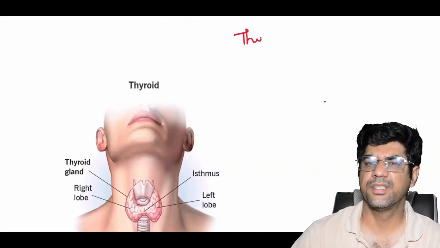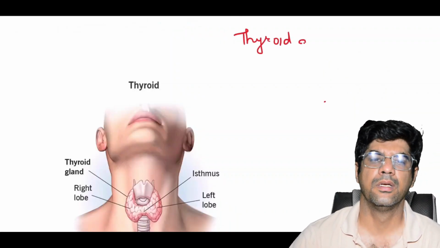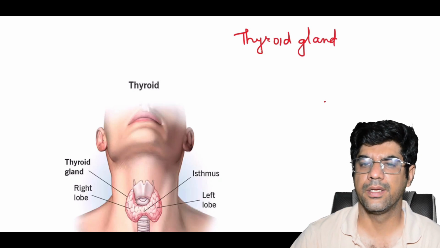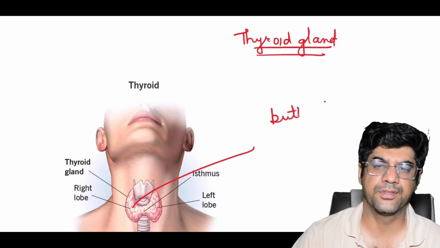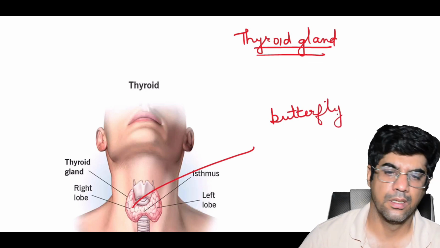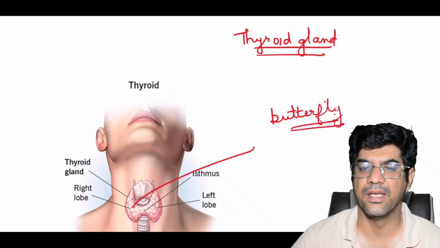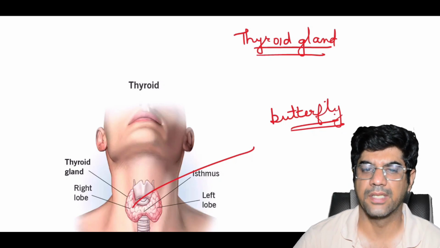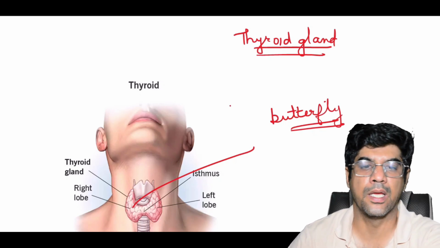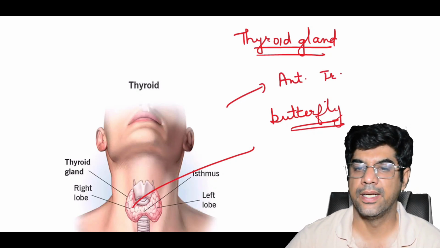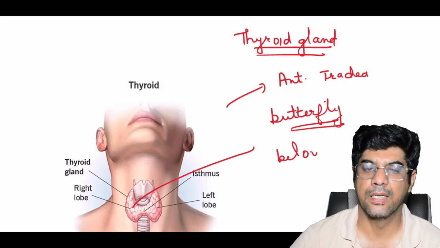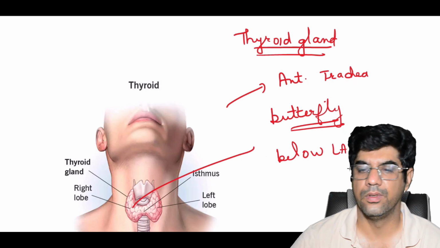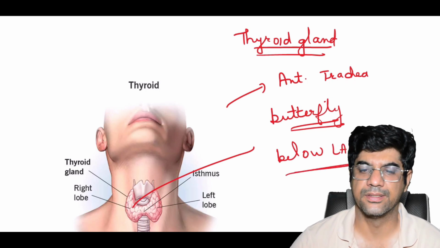Next, we are going to discuss the thyroid gland. Remember this thyroid gland, its shape is like a butterfly. So it is a butterfly shaped endocrine gland that is located in the neck. And it is located, remember, anterior to the trachea and below the larynx.